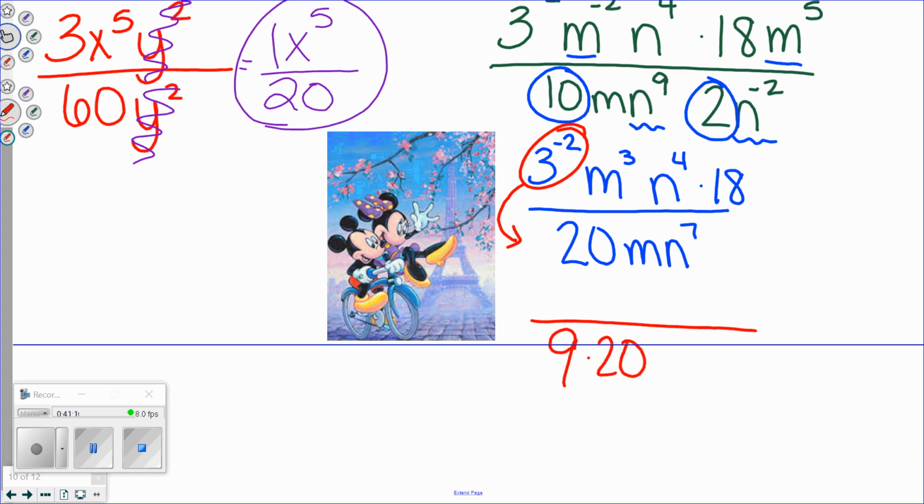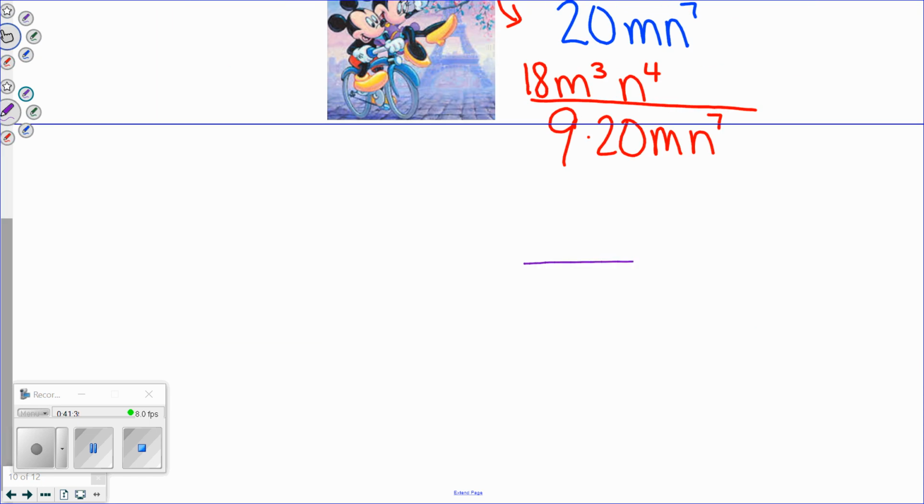And I still have the 20. I have the m to the 7th. And I still have all this stuff on top. I'm going to move my 18 to the front only because it looks weird in the back. Okay? Not to freak you guys out again. That's 180. Yep. Ooh, that jumped a long ways.